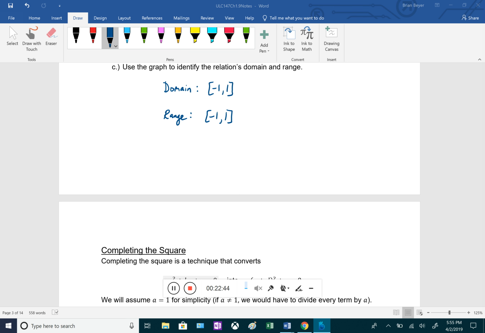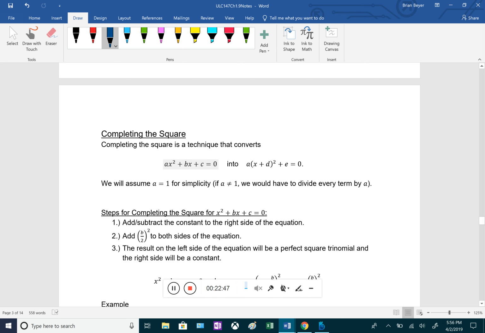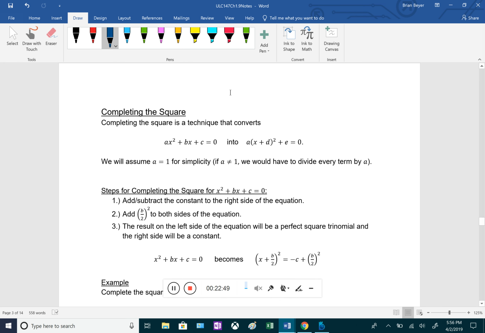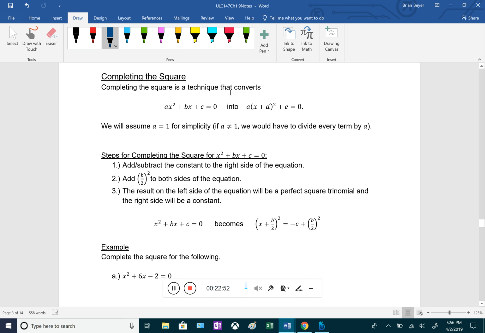Okay, so for the next thing here, it's completing the square. So we're going to talk about general form of the equation of the circle in a second. But before we do that, I just want to mention what completing the square is. So what that does is it converts something in the form ax squared plus bx plus c equals 0 into the form a times x plus d squared plus e equals 0. So essentially it's converting a trinomial into a binomial squared.